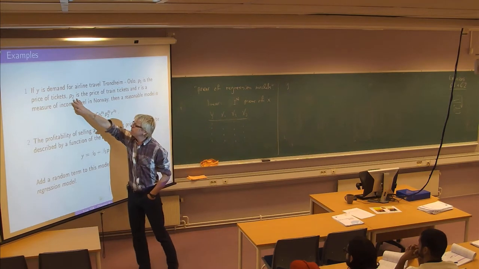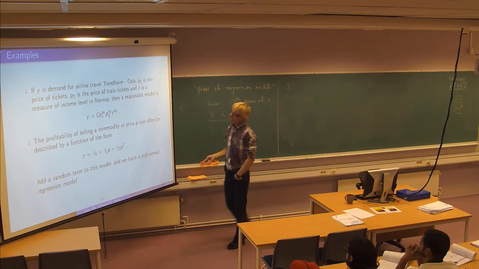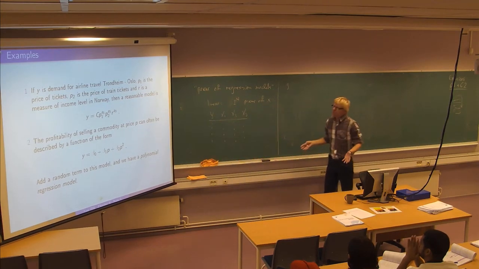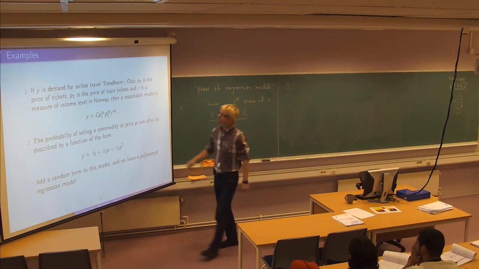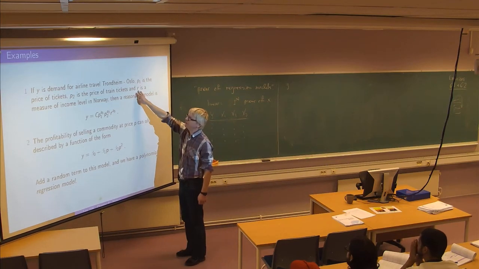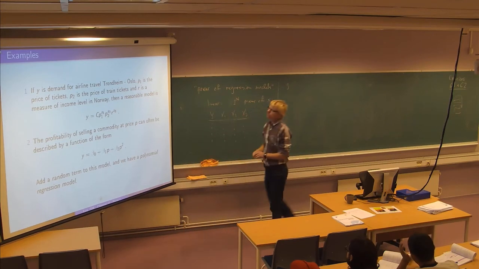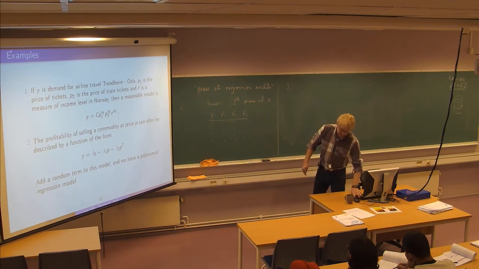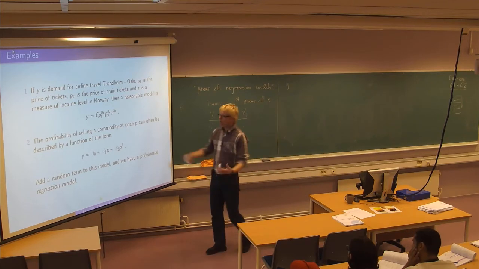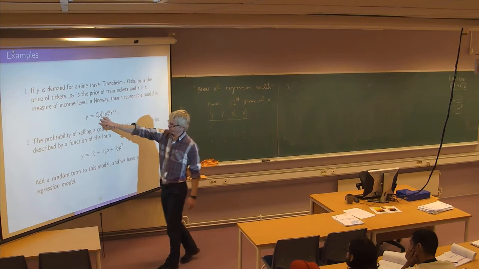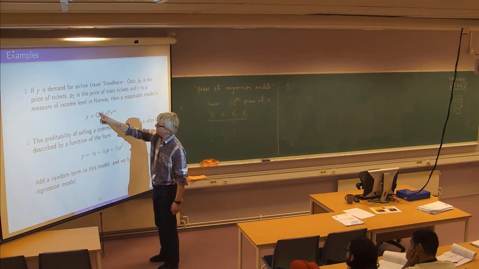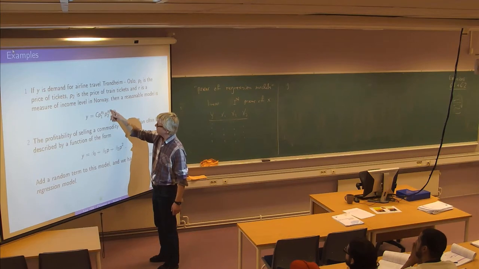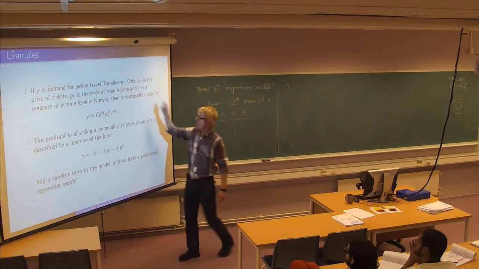And then you have a price of some competing services, that could be train, that could be the cost of using your own car and so on. But let's say only the train tickets. And suppose R is some measure of the general income level. The income level in Norway has probably had a tendency to go up and up over the years, but it changes. So it affects probably the number of tickets that customers can buy. Anyway, the economic theory dictates a model something like this. So it's a constant, and then there's a power of the first price, power of the second price, and some power of this income variable.